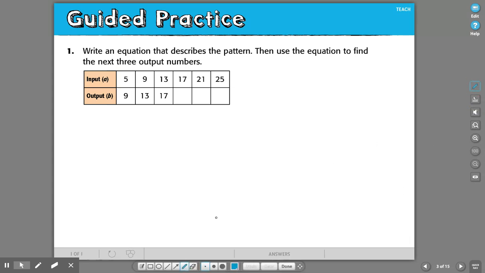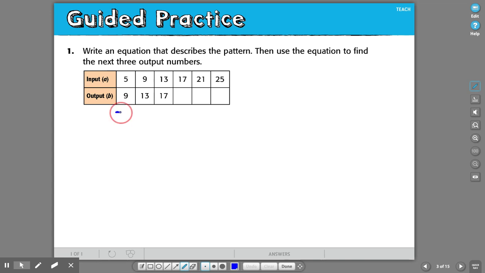Oops, not this one. All right, here we go. It says, write an equation that describes the pattern. Then use the equation to find the next three outputs. So we need to figure out what's the pattern. How do we get from 5 to 9?